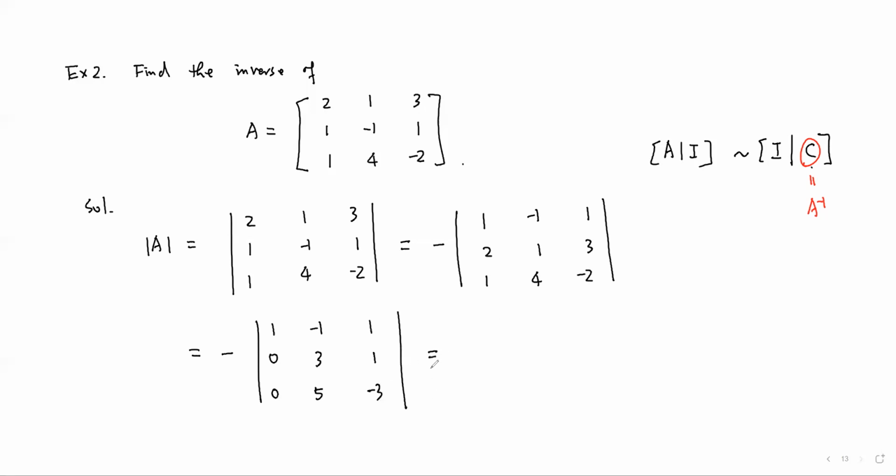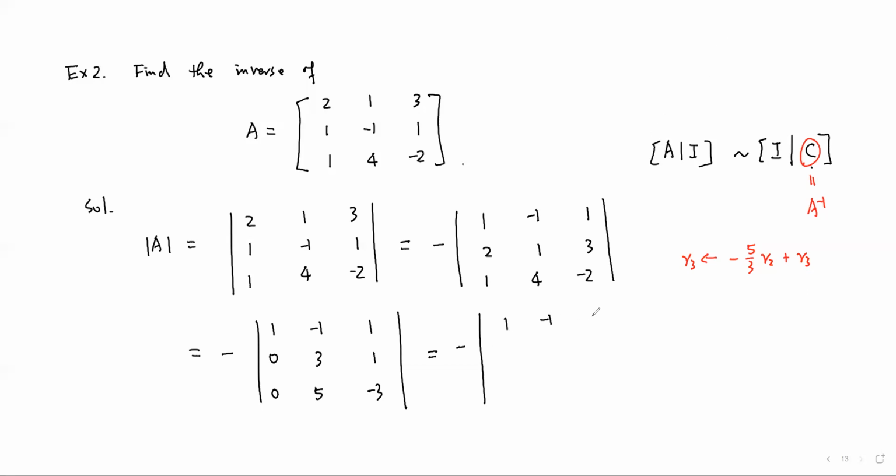Okay, now continue the elimination. I want to use number 3 to eliminate number 5. Then negative 5 over 3 times row 2 plus row 3, and put the result in row 3. I use this operation to get rid of the number 5.